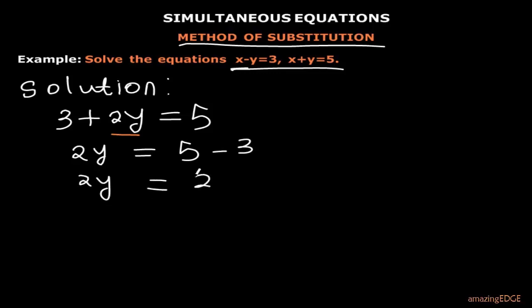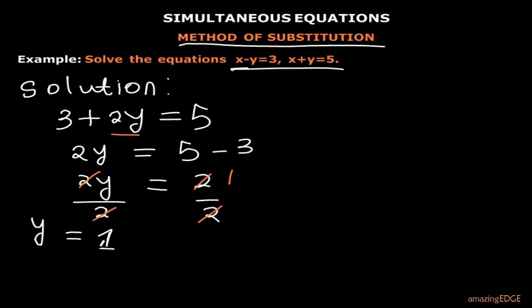Remember, what we are now doing is solving for y in the usual one equation method. So you divide both sides by 2. This 2 cancels this 2 to be 1. So what have we got? We have gotten that y is equal to 1.